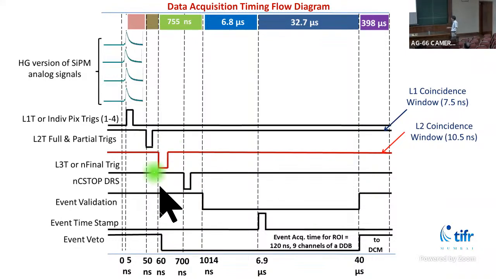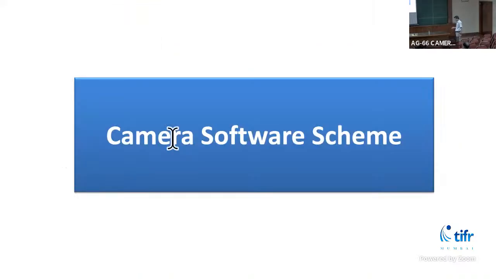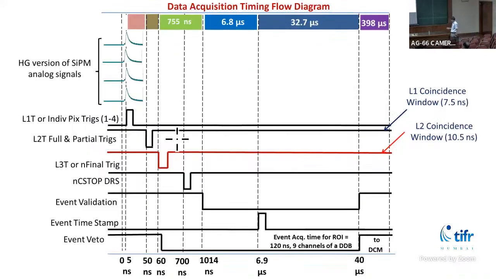So sampling is stopped at this point itself, and as per DRS4 specifications, we have to read all these stored signals within 1 millisecond. We decide within 1 microsecond whether that event is valid or not. If the event is not valid, then the digitization process is aborted, and we make the DRS4 ready for fresh sampling of the data. So 700 nanoseconds is the time when it stops.